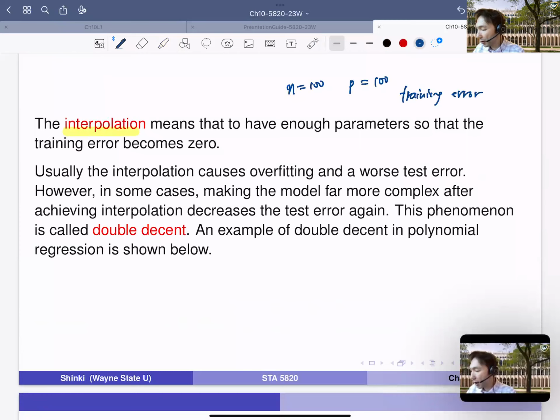Because 100 parameters explain the 100 observations in any situation. And usually this interpolation is not good. Usually it has severe overfitting.